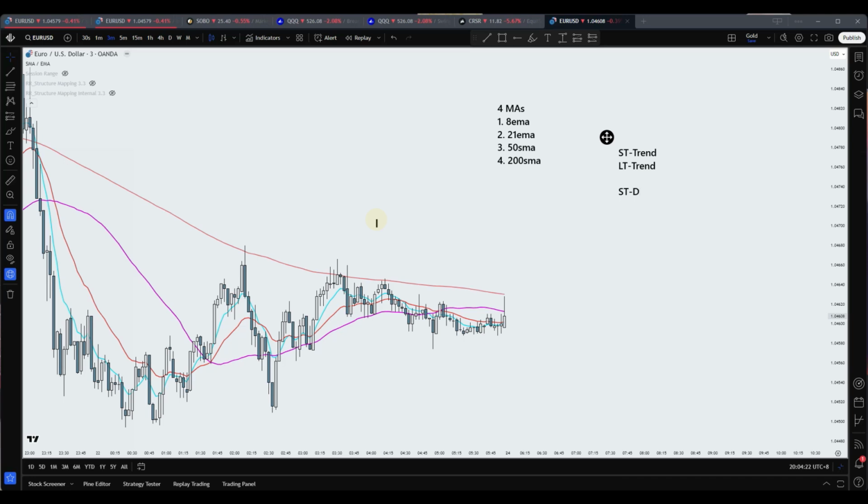Short-term trend, let's say short-term bullish trend. So what is a short-term bullish trend? If the 21 EMA is greater than the 50 SMA, this is a short-term bullish. The 21 EMA is greater than the 50 SMA, and the 50 SMA is less than the 200 SMA.